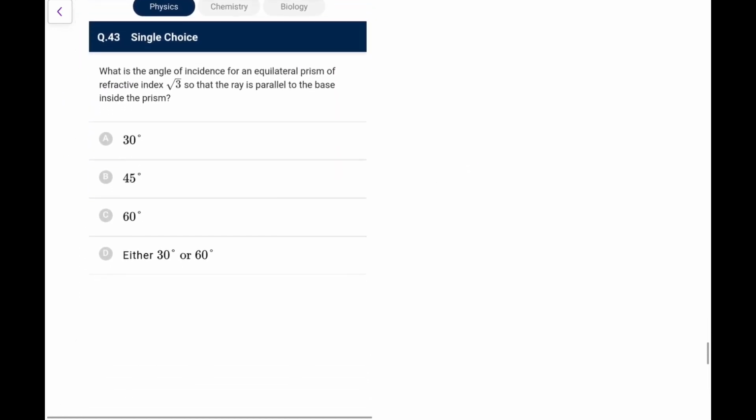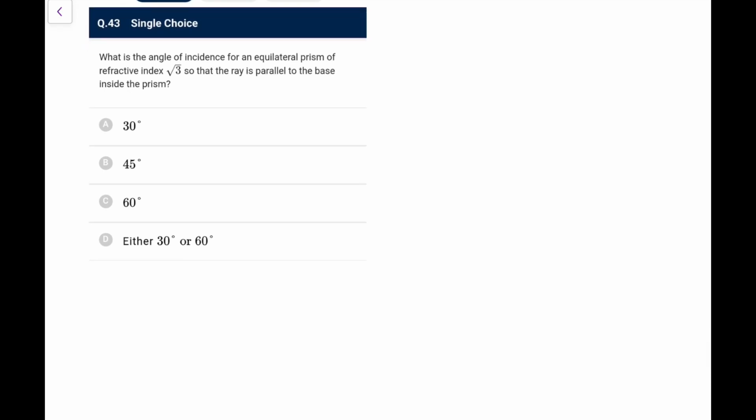Next one. What is the angle of incidence for an equilateral prism of refractive index √3 so that the rays are parallel to the base inside the prism? That means it is talking of minimum deviation. So for the minimum deviation, you can directly do this. This angle is i, because it is 60 degree, and this is parallel, so this would again be 60, 60 that you will have, you know this.